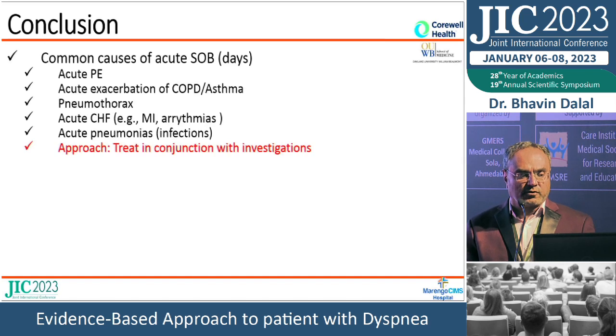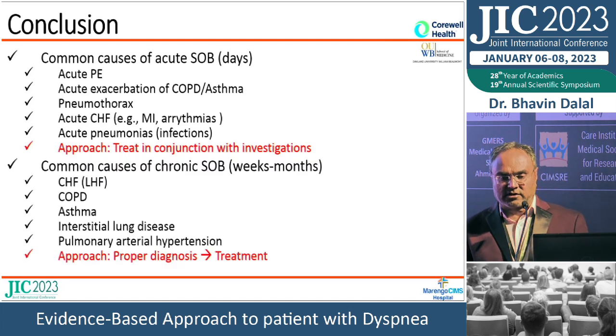So in conclusion, for causes of acute shortness of breath, you can have acute PE, acute exacerbation of COPD or asthma, pneumothorax, acute heart failure or exacerbation of heart failure, possibly due to MI or arrhythmias, and acute pneumonias. And in those cases, treat in conjunction with investigation, because we may not have time to do everything. Sometimes you try the treatment of PE and start the treatment of pneumonia if you are in doubt.